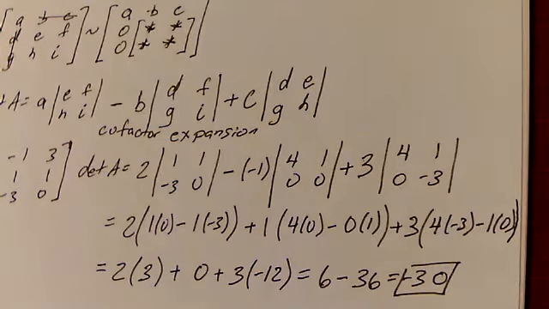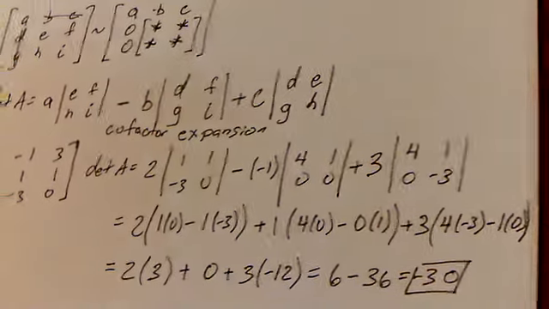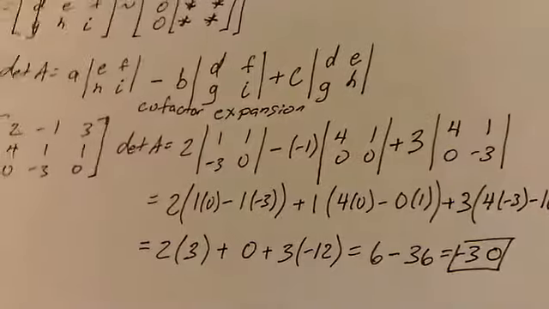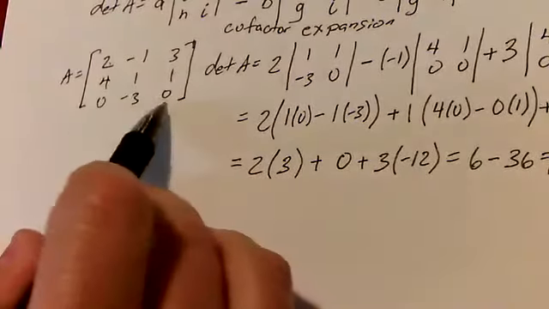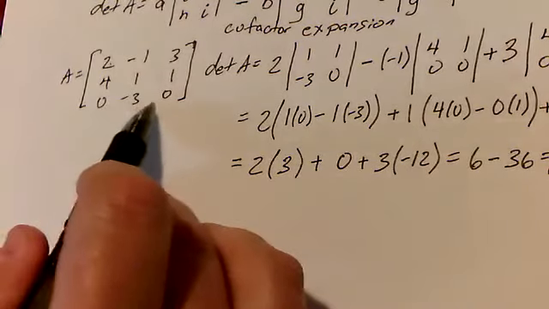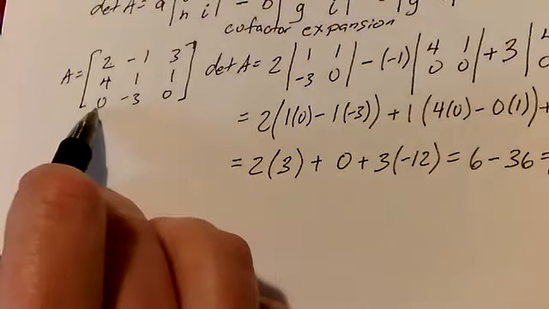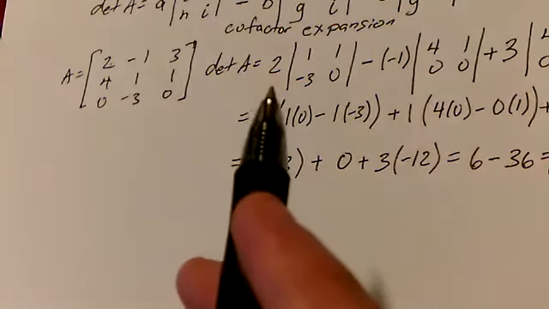And I talked about how I could use any row and any column in order to find that expansion. So if I look at my matrix A here, well, row 3 has 2 zeros in it. So let's use the third row for my cofactor expansion.